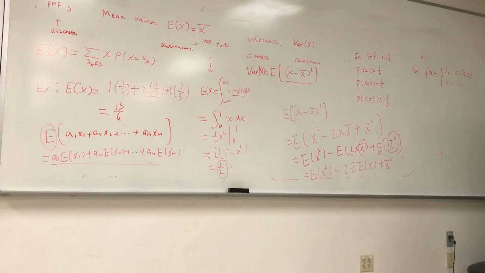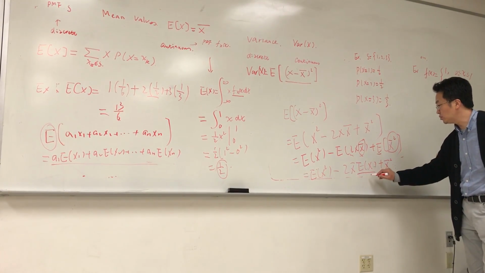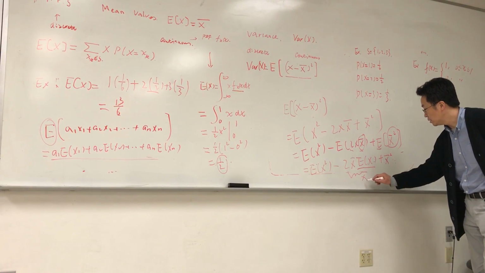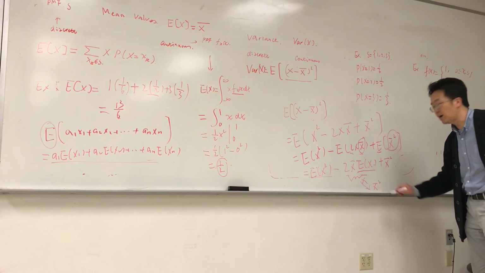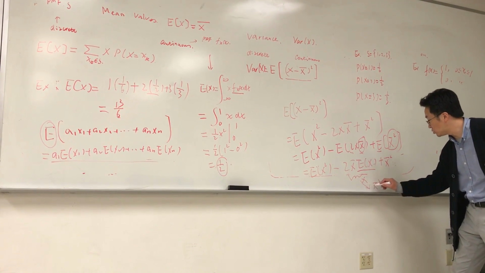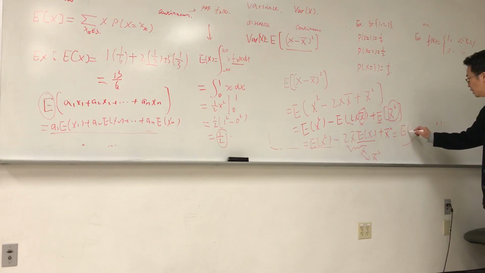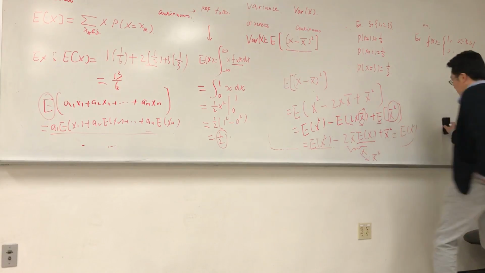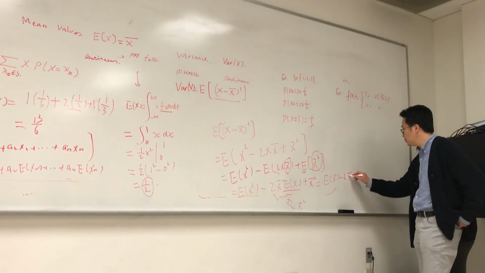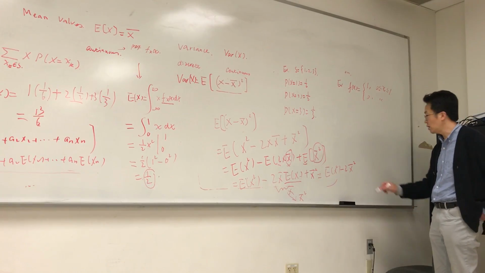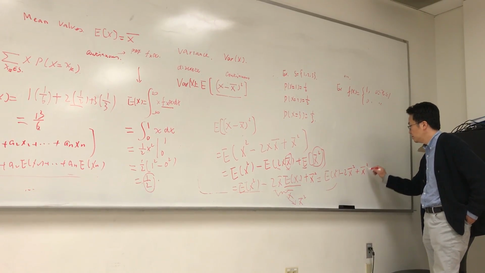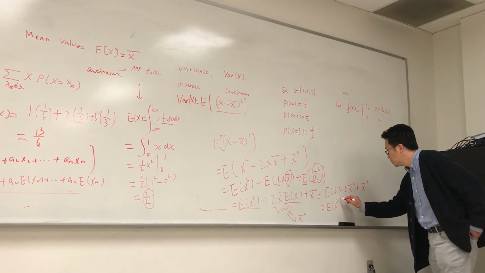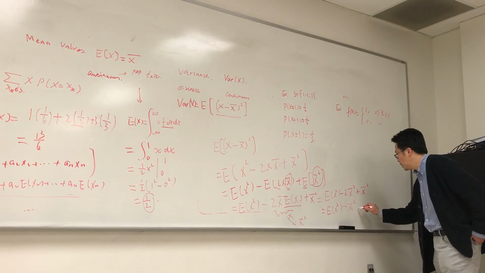And here, E of X is just the mean value, and this whole thing is the mean value squared. We then have E of X squared minus 2 mean square plus mean square, and then equal to the mean value of X squared minus the square of the mean.